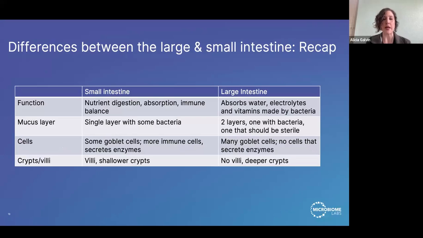But just as a quick recap, our small intestine is where we do have most of our nutrient digestion, we have absorption, and we have immune balance. Whereas the large intestine is mostly geared towards absorbing water, electrolytes, and this vast concentration of bacteria. Now, in the mucus layer, again, the small intestine has a single layer with some bacteria, and it's much, much thinner. Whereas in the large intestine, it's very, very thick. We have two layers, one with bacteria and then one that should be sterile. In the different cell types, in the small intestine we have some goblet cells, more immune cells, and secretion of enzymes. In the colon, we have many goblet cells, and we don't have any cells that secrete enzymes. And then again, the difference between the villi versus the crypts.